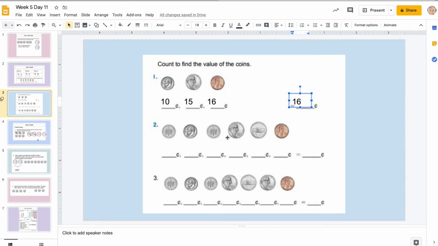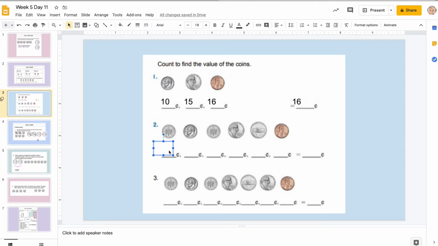Okay, moving on to number 2. We have 3 dimes, 2 nickels, and a penny. So remember, the dime's value is 10 cents, so we need to skip count by 10s. Once we get to the nickels, we're going to skip count by 5s, and then the penny is worth 1, so we will skip count by 1s. So starting with the first dime, we know that is worth 10.